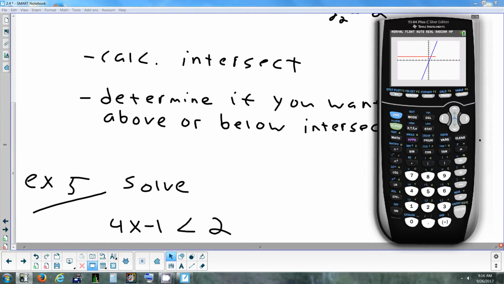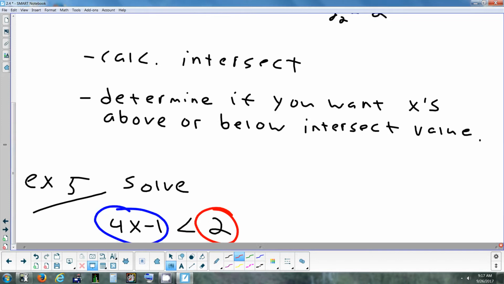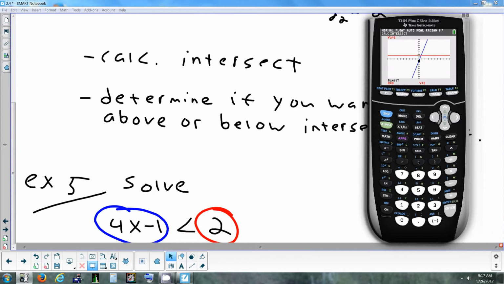And now the graph of 4x minus 1, is that the blue line or the red line? The blue line. So what I'm looking for, if you want to visualize it, is where the blue line is less than the red line. Okay, what x values would that happen at? So second, calc, intersect, point on the blue, point on the red, and the guess, again, it doesn't really matter.